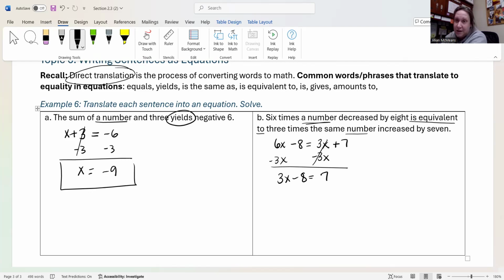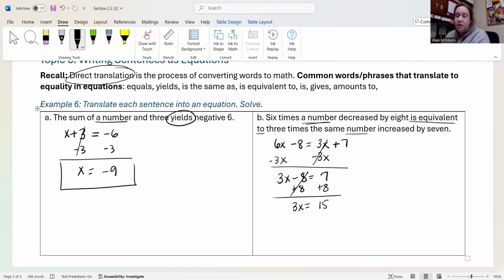The issue now is minus 8. So how would I undo subtraction? I would use addition. So I'm going to add 8 to both sides. On the left, negative 8 plus 8 is just 0. 3x minus 0 is just 3x. On the right, 7 plus 8 is 15. All right. And then finally, we've got a single variable term equaling a single constant term.